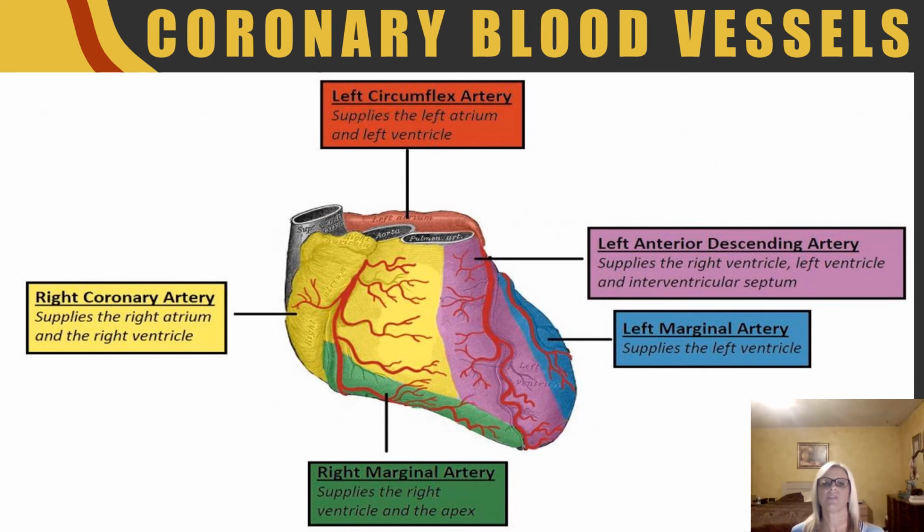Alright, so now we're going to look at the coronary blood vessels, and these are blood vessels that actually supply the heart. So remember, the heart actually has to have blood too. It needs lots of oxygen. It's a muscle, and it's always working and beating. So we have the left circumflex artery, which supplies the left atrium and the left ventricle, and I'll leave some of that for the other slides.